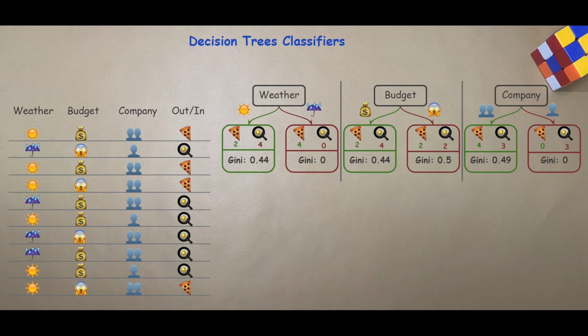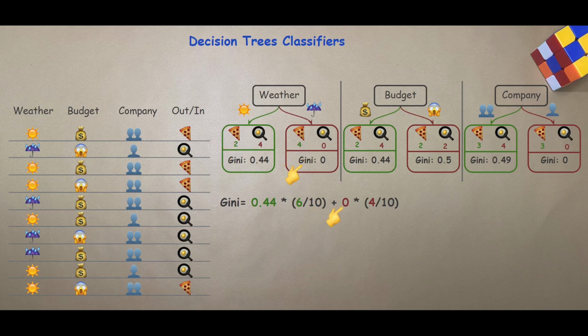Now, after we calculated the Gini index for each branch, we still can't decide which question is the best in our case. This is why we need to calculate the Gini index for the whole node. We perform a weighted average as follows. The Gini index of the first branch, 0.44, times the number of samples at that branch, which is 4 plus 2 equals 6, divided by the total number of all samples at both branches, 2 plus 4 plus 4 plus 0 equals 10.